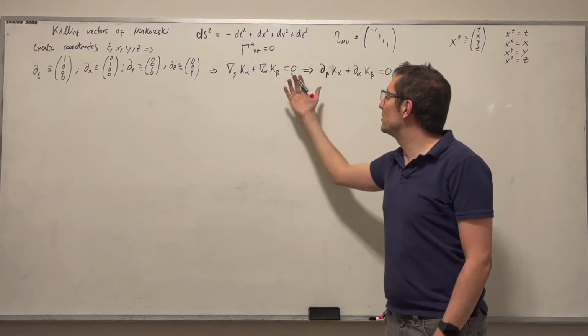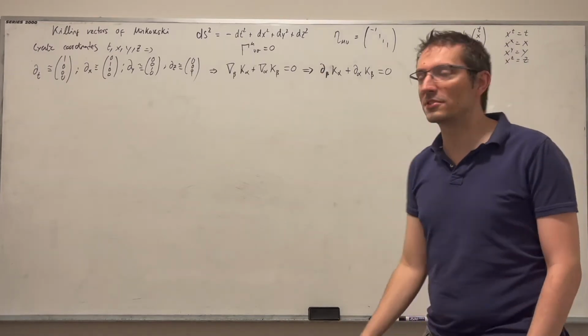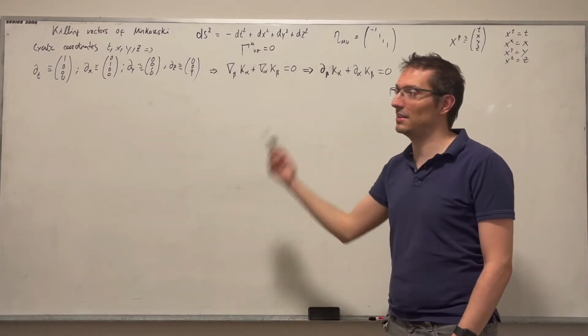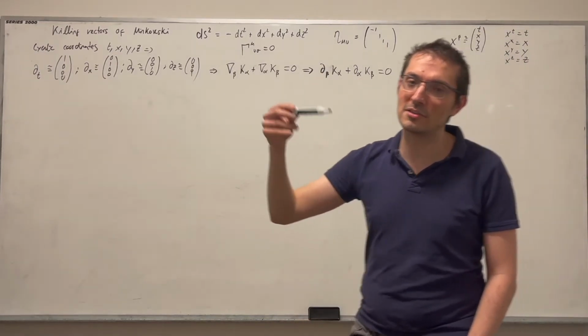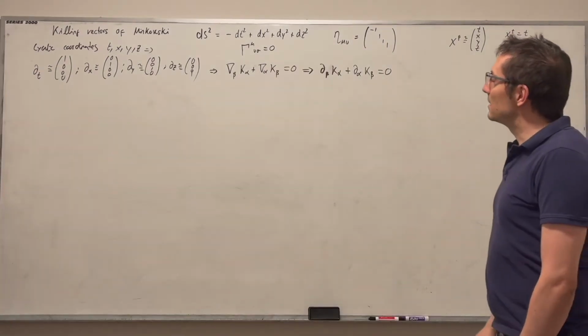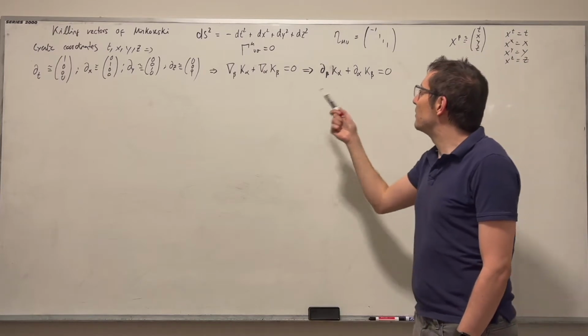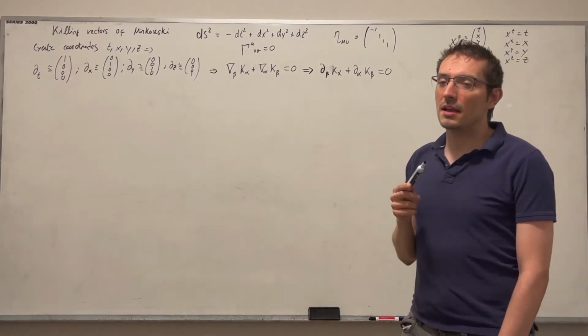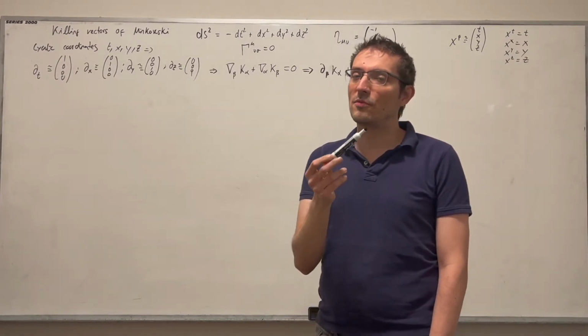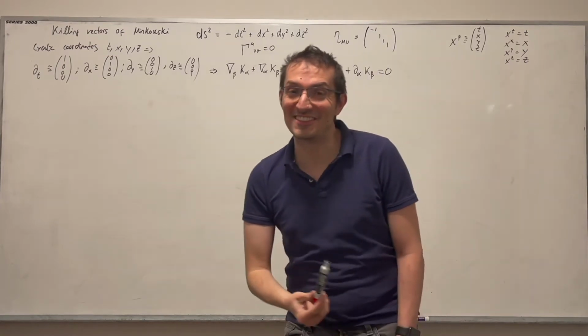Right? Covariant derivatives are equal to partials if the Christoffel symbols are 0, if the coefficients of the connection are 0. In this case, the coefficient of the connection compatible with the metric. So what do we do with that? This is a first order differential equation that we can solve. And this is again, finding Killing fields is actually equivalent to solving differential equations.